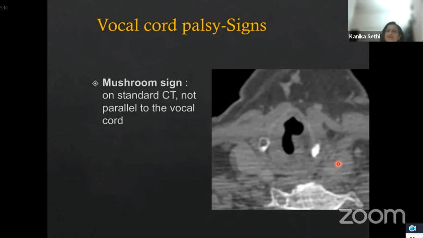And sometimes the CT you get is in a non-standard position. That is, it is not parallel to the vocal cord. So it gives an appearance of a mushroom, and that's called the mushroom sign. Many times you'll get images like these, which have not been reconstructed parallel to the vocal cord, or at the C5-6 disc level, which is usually done in laryngeal imaging. So you'll get this mushroom sign: a medialized true vocal cord with a dilated ventricle anteriorly.